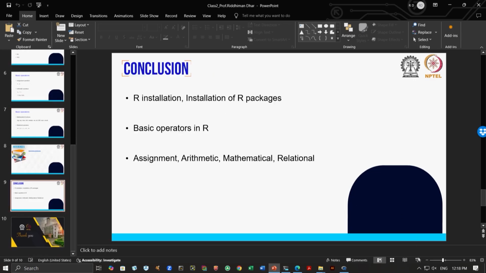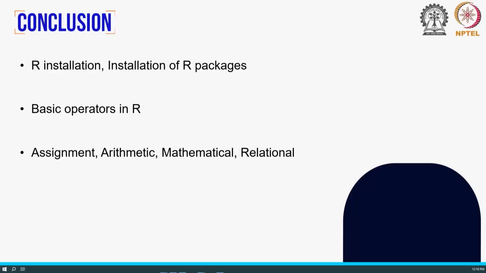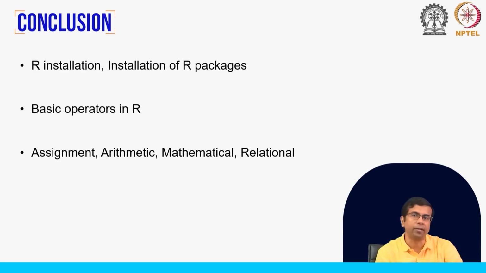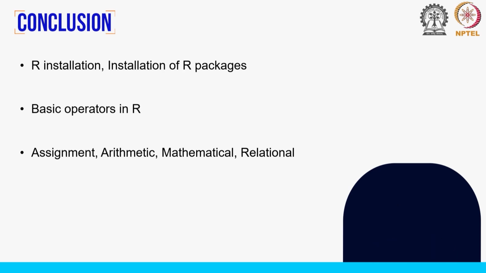I just wanted to summarize. In this class we have looked into how to install R and how to install R packages, as well as Bioconductor packages. We have looked into basic operations in R, and those include assignment, arithmetic, mathematical and relational operators. We just took very simple data to illustrate those, but of course when we take bigger data sets, their real power will be much clearer to us, the real output that we get. Okay, so with that I'll conclude. Thank you.